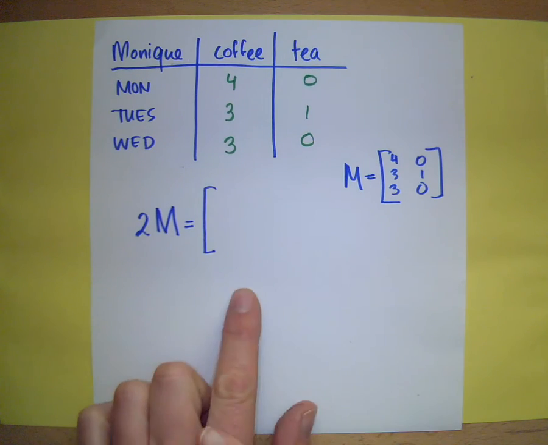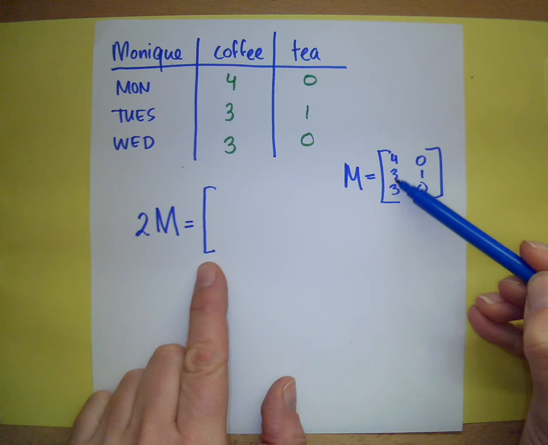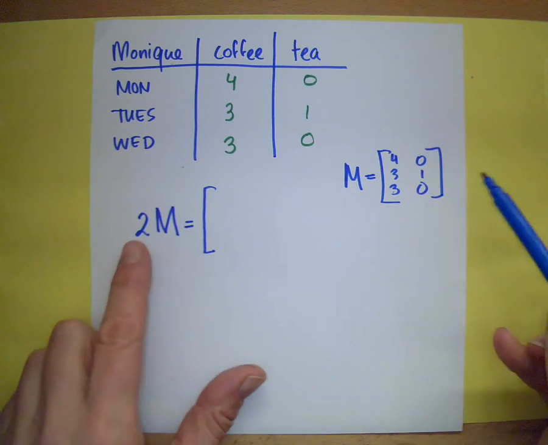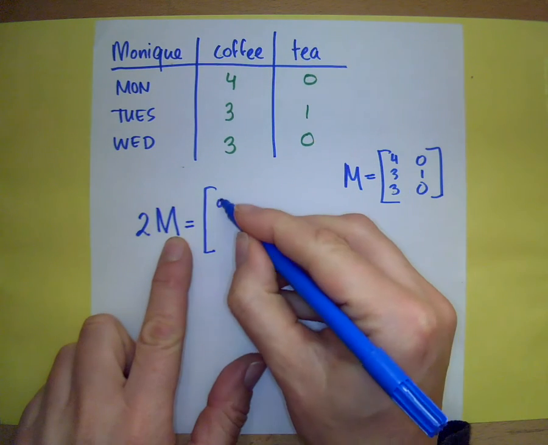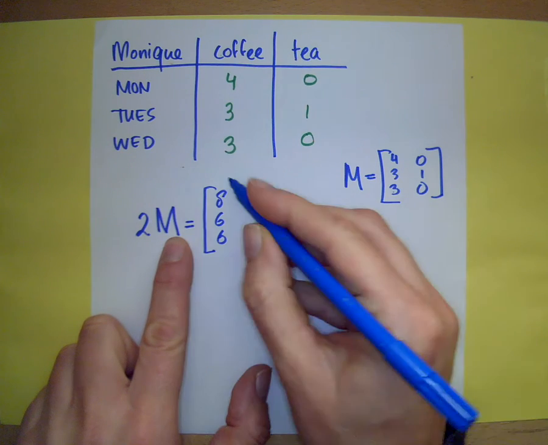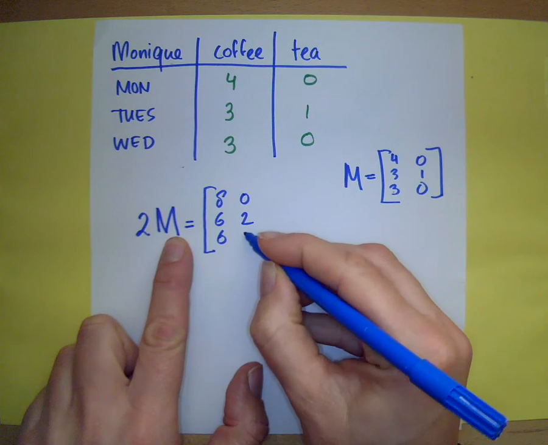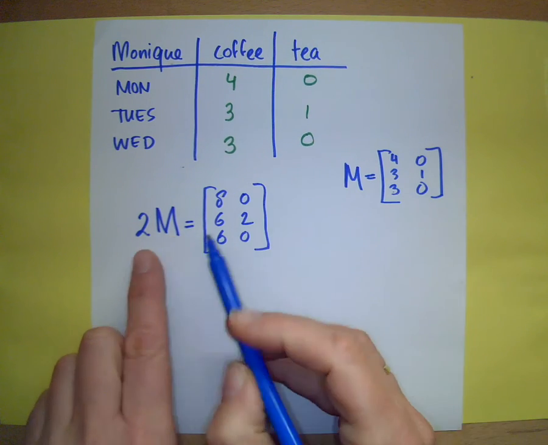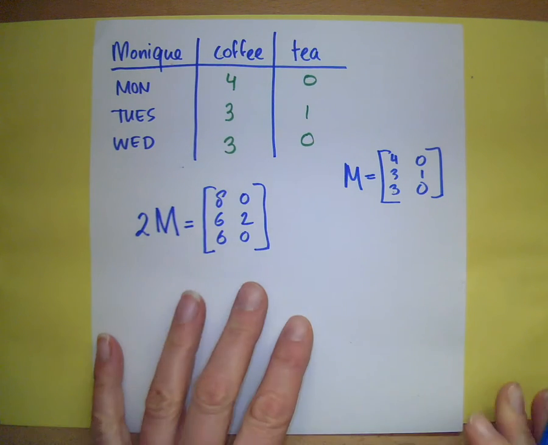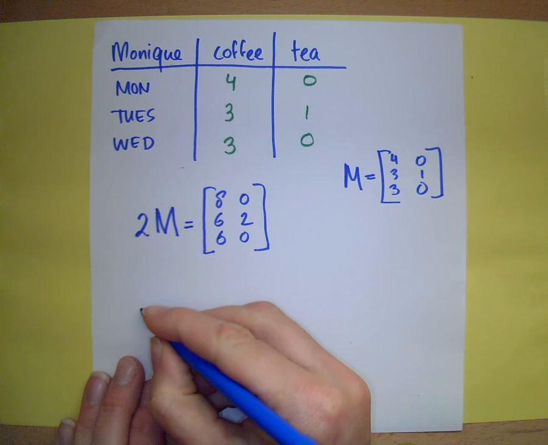And to find the answer to that, all you really do is multiply each of the terms in the matrix by 2. So 2 times 4 is 8, 2 times 3 is 6, 2 times 3 is 6, 2 times 0 is 0, 2 times 1 is 2, 2 times 0 is 0. So if we had 2 people that drink just like Monique, this would be the number of cups of tea and coffee.